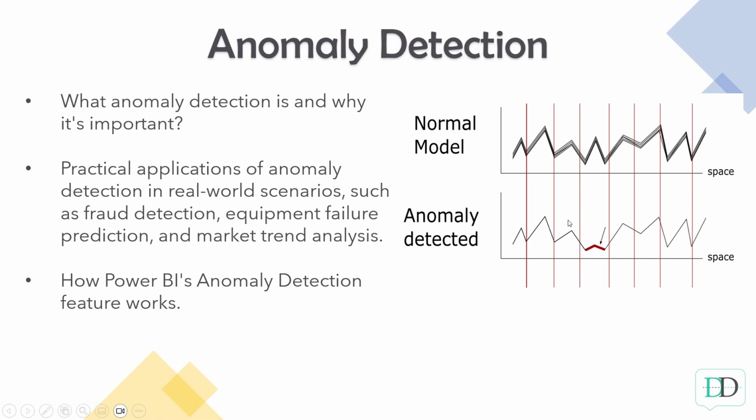Meaning we are seeing some uneven hikes where it was a low hike, right? So AI tells something about this anomaly, and it will give us the insights and explain what was the cause of this anomaly. And here are some practical applications of anomaly detection in real world scenarios, such as fraud detection, equipment failure prediction, market trend analysis. So let's jump into Power BI and see how Power BI's anomaly feature works.